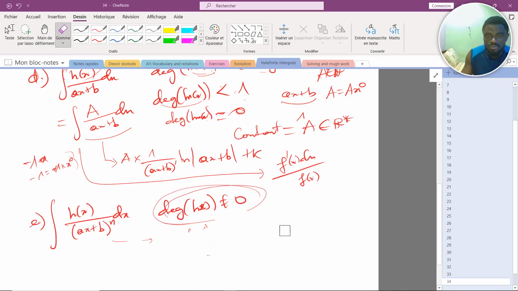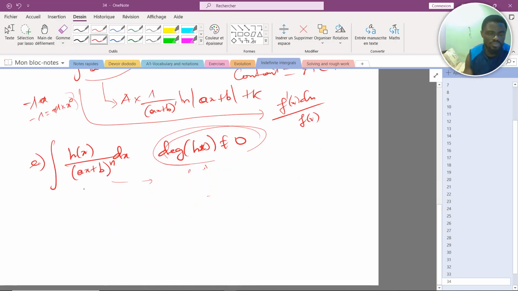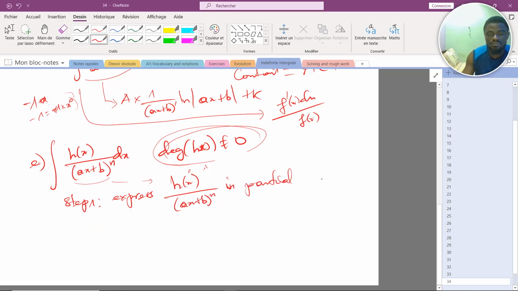So in this condition, how do you integrate this? To integrate this, what you will simply do is, step 1, you express h of x all over ax plus b to the n in partial fractions. You understand? So the first thing you have to do, you express it in partial fractions.